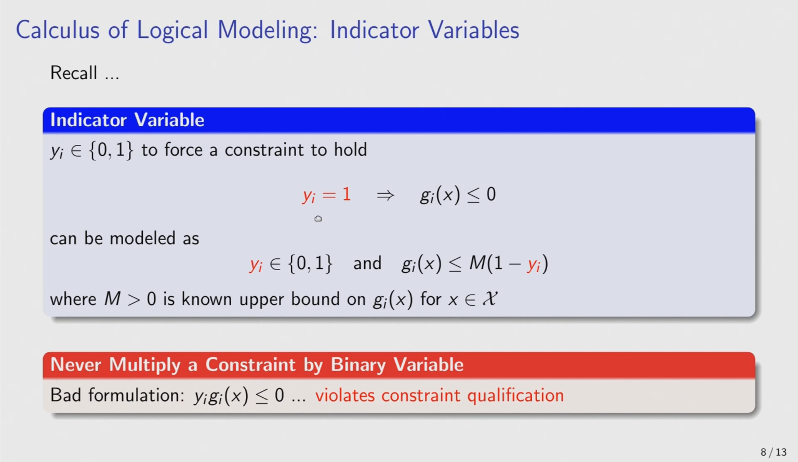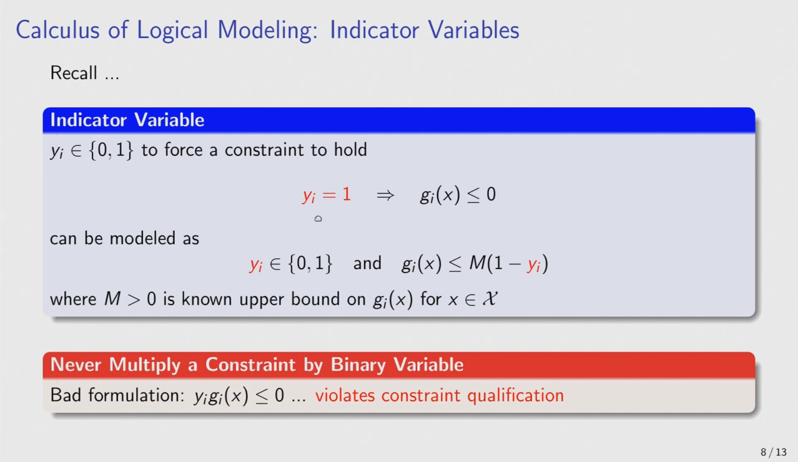Here's a cool question, actually, just occurred to me. What happens if the upper bound on g of x were negative? Anybody know the quick answer to that? So, sorry? The constraint is redundant, right? If I can show that the upper bound on g of x is negative 2, then this constraint always holds. I don't need to worry about it.